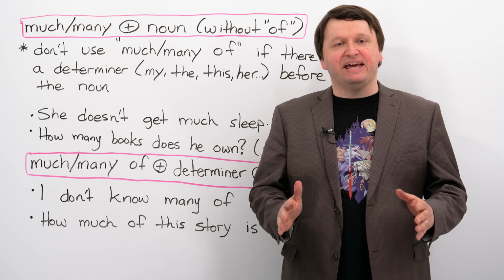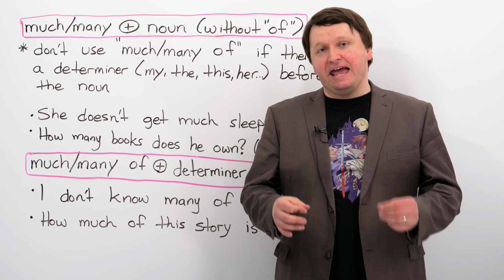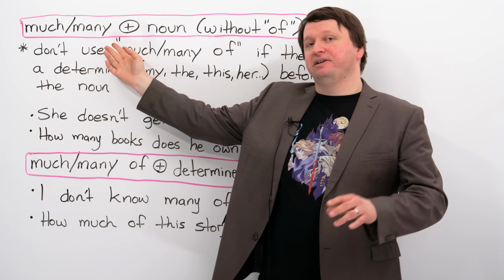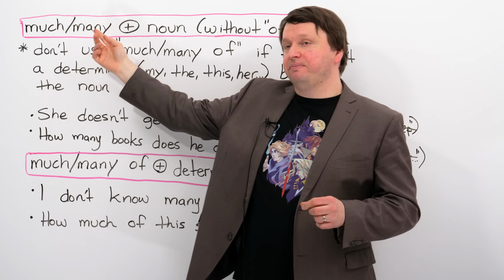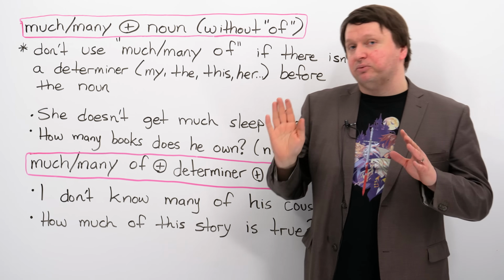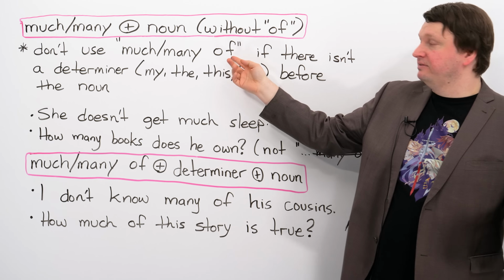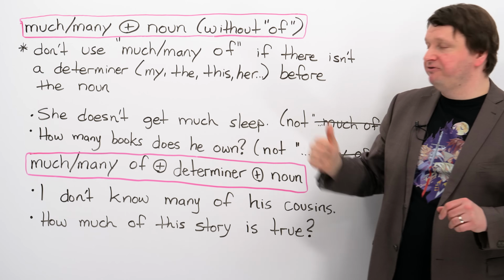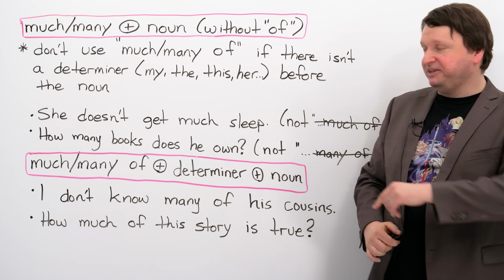Now, we're going to look at one of the most common mistakes people make with much and many and the word of. So, here is the structure, and we introduced this structure in the first half of the lesson. Much, many, plus noun, without of. So the rule here is we don't use much, many, or much or many of if there isn't a determiner before the noun. Okay, it sounds a little confusing, but we'll see it in a moment.